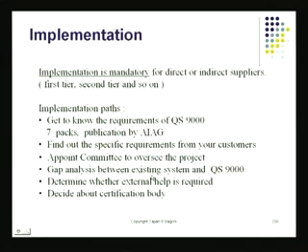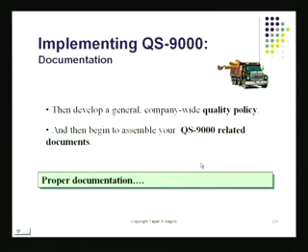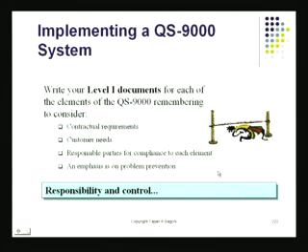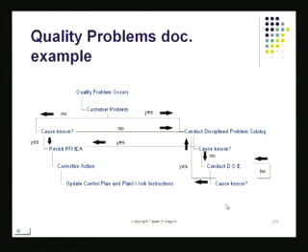Implementing itself is a continuous drive, and the implementation takes you through a whole bunch of steps that you have to go through. One of the key things that is required here is proper documentation. You got to spell out responsibility and control. You got to make sure all the controls are there, all the requirements are there. This is part and parcel.